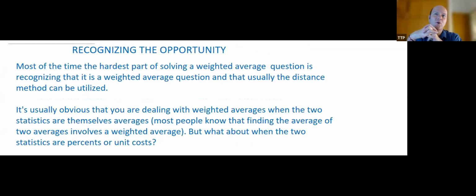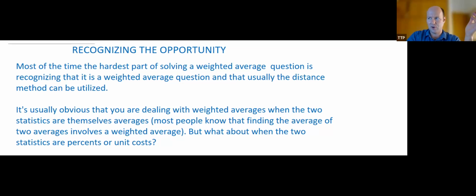It is obvious when the statistics are both averages. Okay, so when you have the average age of men and the average age of women, and then you have the average age of everyone, that one kind of everyone knows. Okay, but when we get statistics that are of a different nature, it usually isn't very obvious.